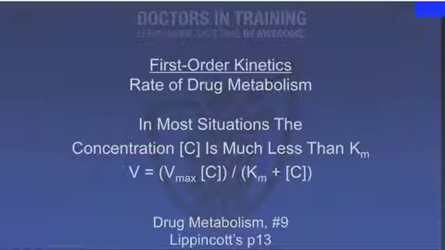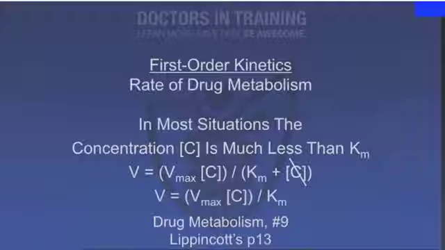So in most situations, the concentration of the drug is much, much less than Km. So the denominator of our equation there is basically just Km. The C that you're adding to it just cancels out because it's insignificant. So you do a little algebra and you get V equals Vmax times C over Km. So what that means is that you have a constant fraction of the drug represented by C divided by Km. So some fraction of the drug is being metabolized per unit of time.